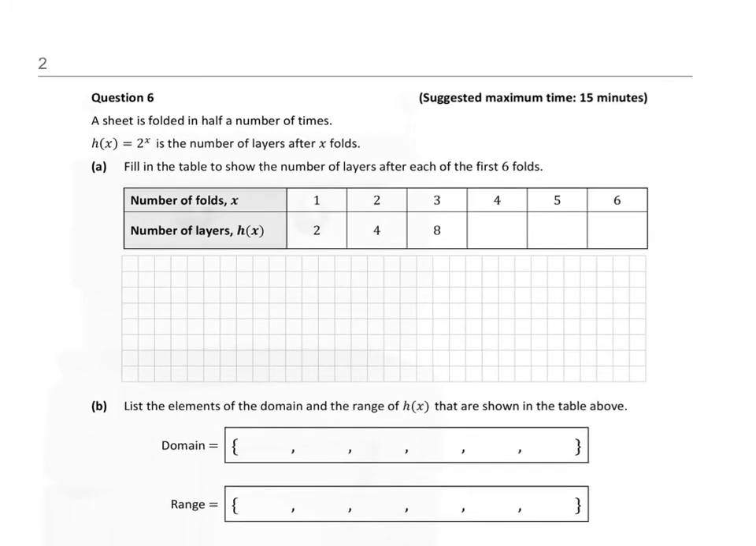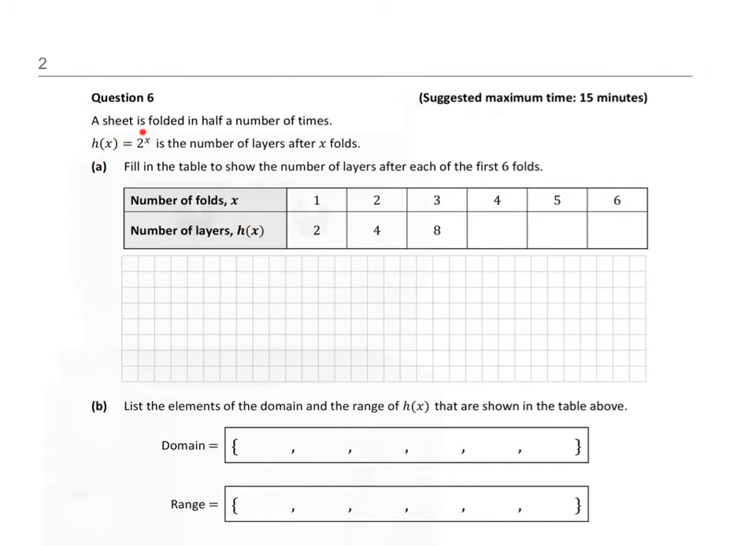Okay, next question. A sheet is folded in half a number of times. H of x also means y, the y-axis, and in the function, the x there is the x-axis. So fill in the table to show the number of layers. I'm subbing in. You can see here that the number of folds is x, and all of this is equal to the number of layers.